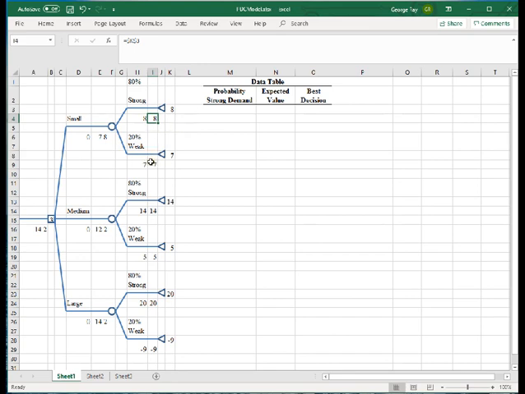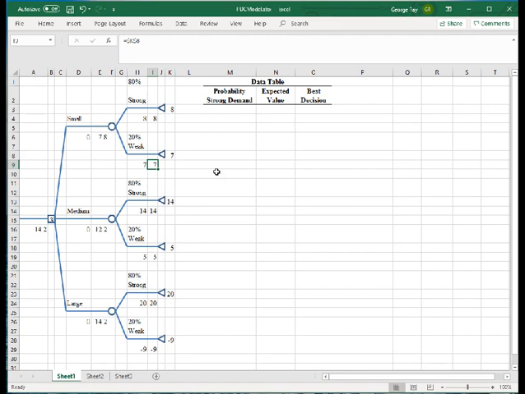Likewise, our payoff for the other one, if we come back to this, we're also going to add in H6 times I9. H6 is again the probability for weak demand, and we multiply that by the payoff table for a small project and weak demand, which is 7. So 0.2 times 7 is 1.4.